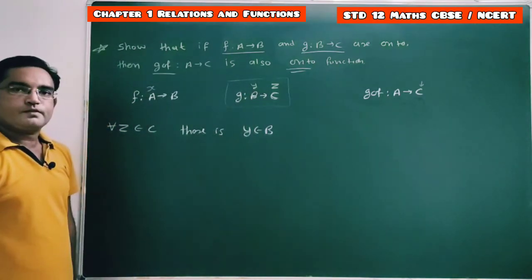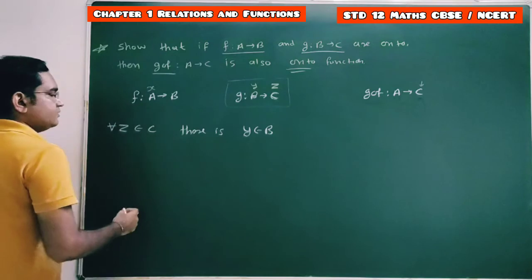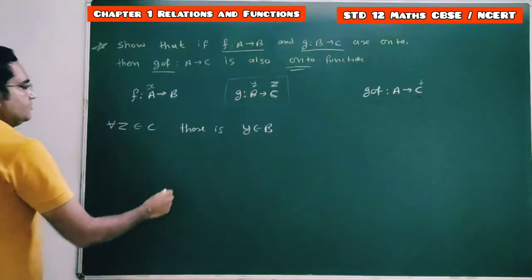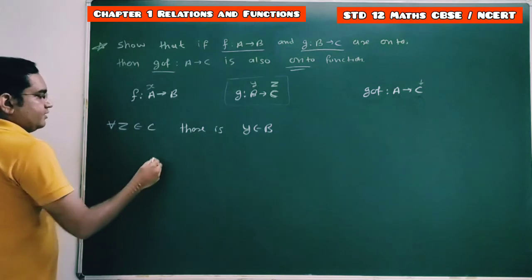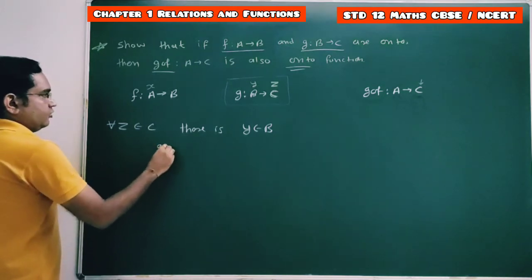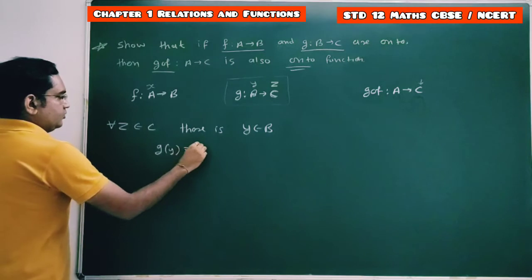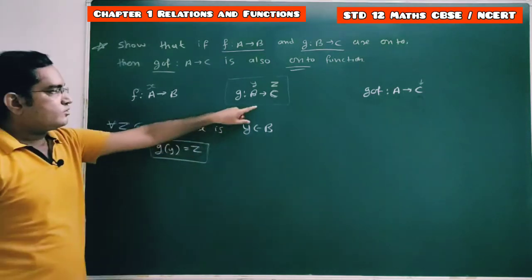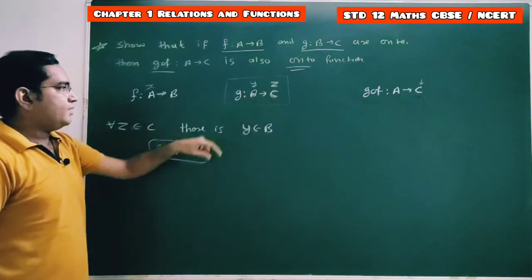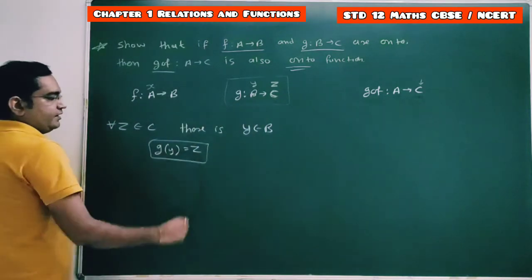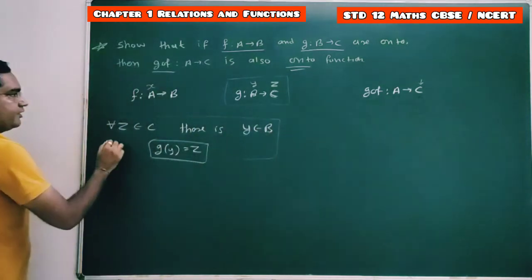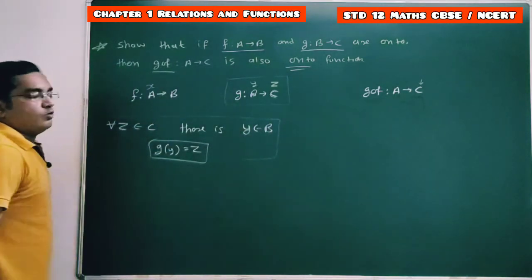Done. Therefore what we can say is g of y equal to z. g of y equal to z. For all the elements of this z there is a pre-image in B. So g of y equal to z. Done. This is from the result that the given function g is an onto function.